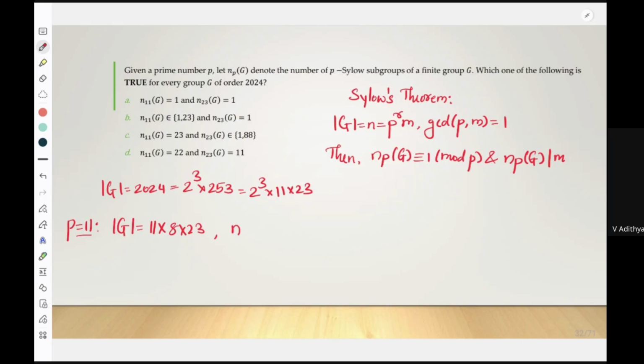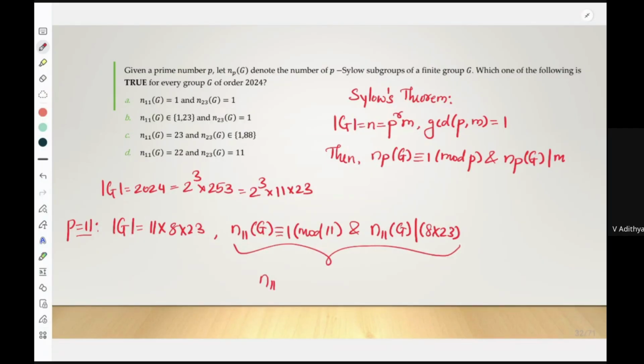So now you have n_11 of G is congruent to 1 mod 11, and n_11 of G has to divide 8 times 23. Using these two, you can say n_11 of G is either 1 or 23. Both are possible.